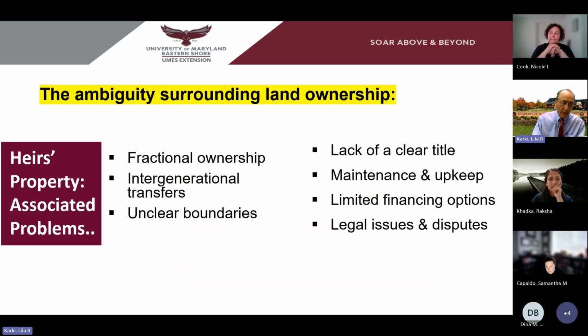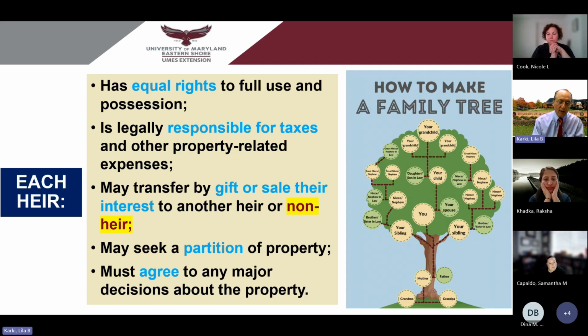And similarly, there are some more ambiguities related to this land or heirs property, which is a fractional ownership. Intergenerational transfer means keep on transferring, but no one has the clear title and unclear boundaries of the property. And definitely, I mentioned lack of clear title and problem in maintaining and upkeeping the land, limited financing options because there is no clear ownership of the land, and for sure legal issues and disputes of that property. And again, family tree is always important when we talk about heirs property, and I reiterate developing our family tree, all of us.